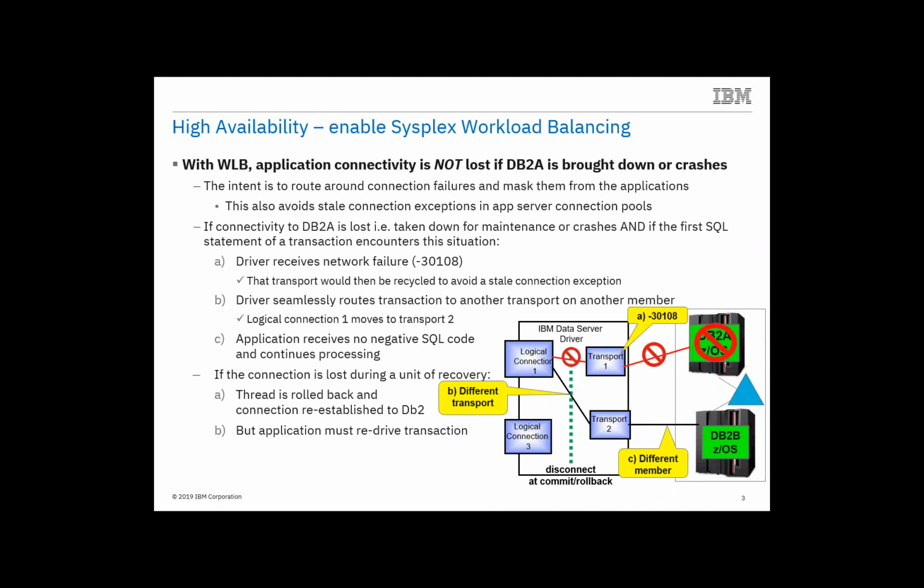Now, if that connection's lost or drops and you're in the middle of an update, delete, insert, and so on, we obviously can't just reroute the transaction because part of it may have been completed on the other member. But we will redrive a connection, flow all the special registers and variables, and then we'll give a negative SQL code back so that the application knows to redrive. So this is, as I said, all behind the scenes with this parameter enabled.